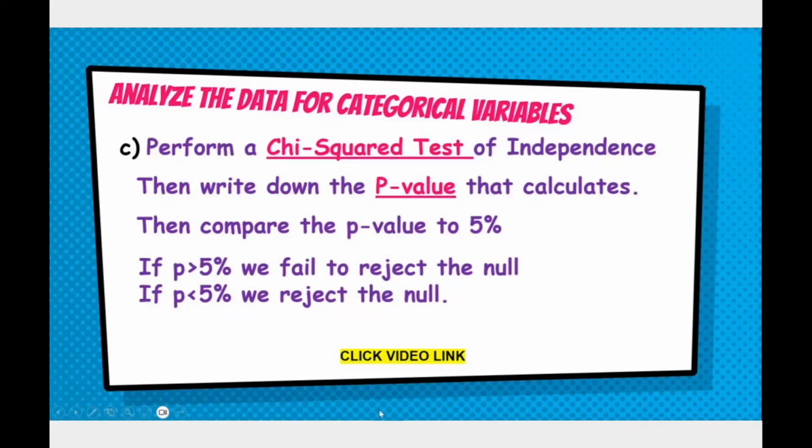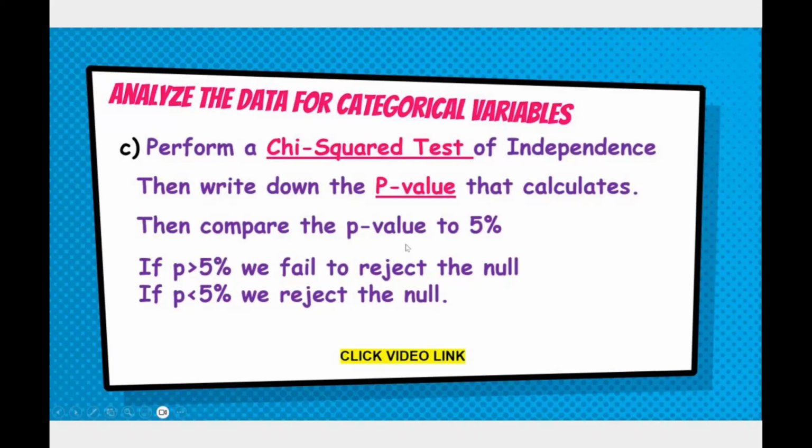Okay, so if our p-value is greater than 5%, we fail to reject the null, which means we agree with what the null hypothesis says. Think about this as a courtroom, like innocent until proven guilty. We don't say that they're innocent, we say they're not guilty. So we fail to reject the null would be the not guilty, and then we reject the null would be guilty.